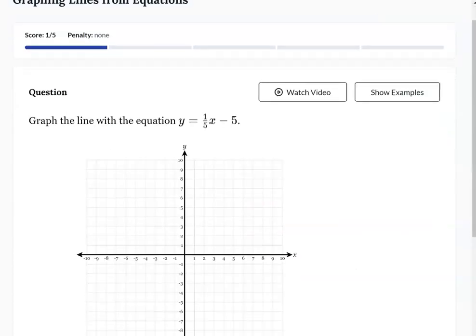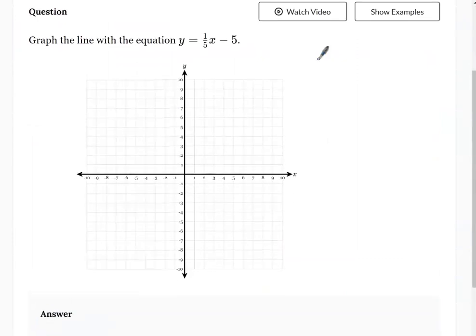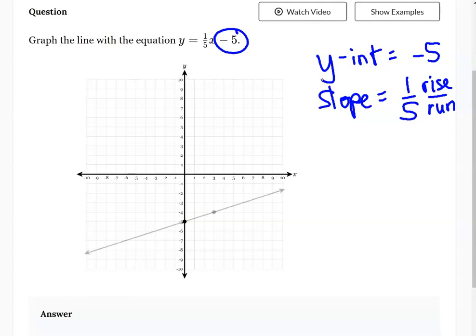Let's try it one more time. Pay attention to your y-intercept and your slope. The y-intercept this time is a -5. And the slope is the fraction 1/5. Remember, the numerator is the rise, the denominator is the run. So I'm going to plot my first point at -5. I'm going to rise 1 and run 1, 2, 3, 4, 5.